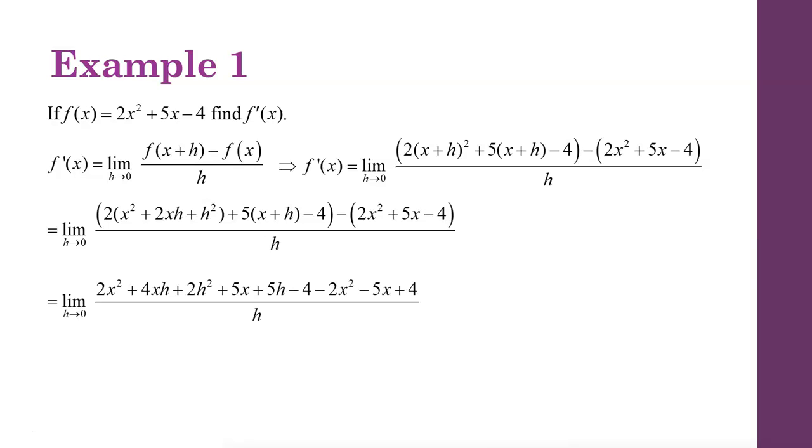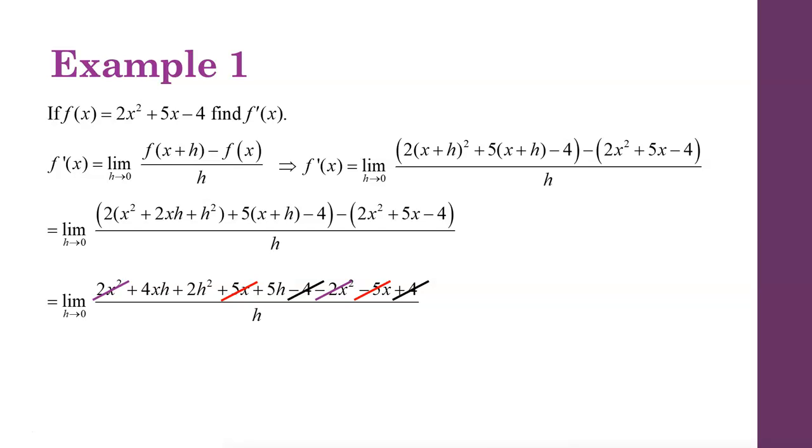So this is what we get. So that's the 2 being distributed, the 5 was distributed, and the negative was distributed to the second parentheses. And then we can cancel some of these terms. The 2x squareds cancel, the 5x and the negative 5x cancel, and the 4 and the negative 4 cancel each other. So we're left with 3 terms, 4xh, 2h squared, and 5h.